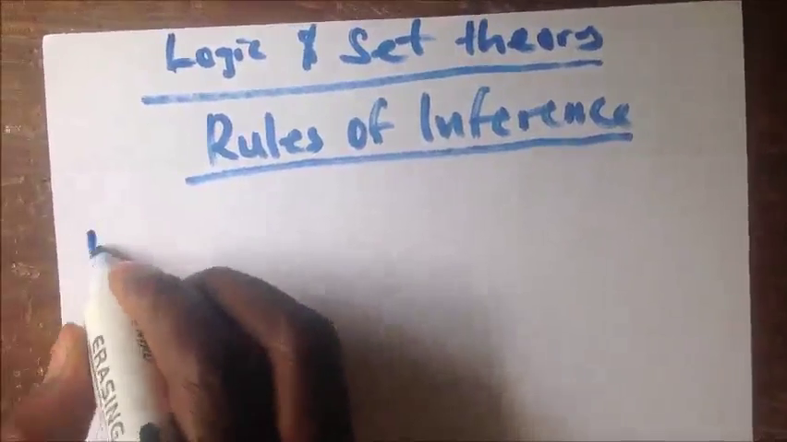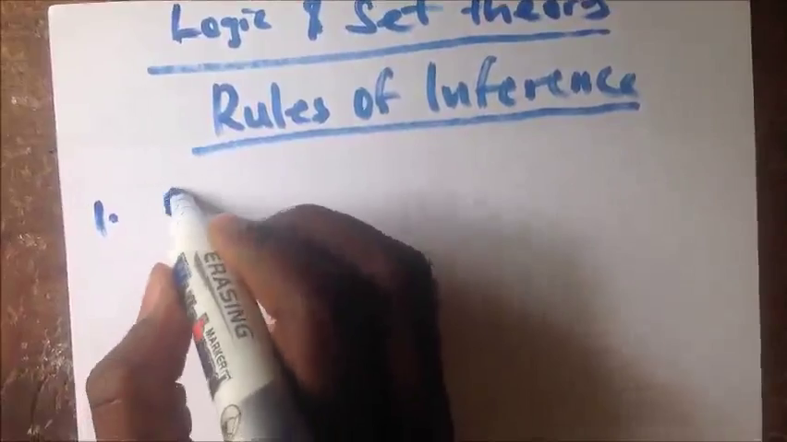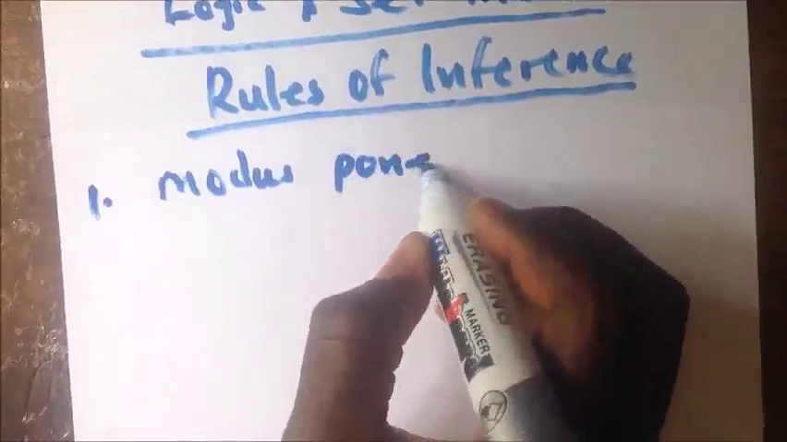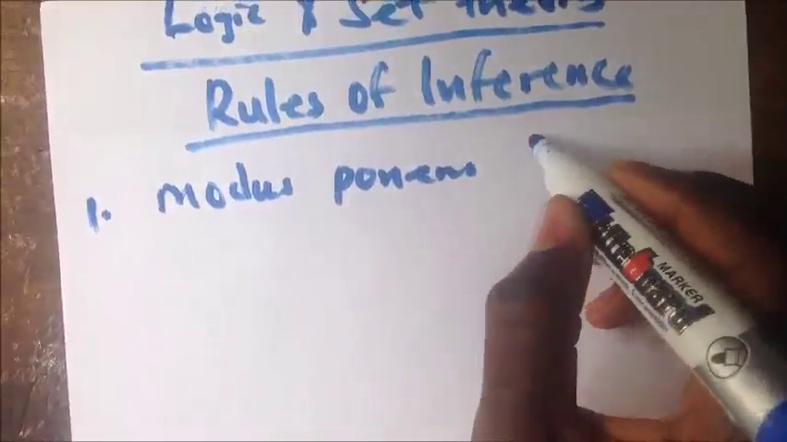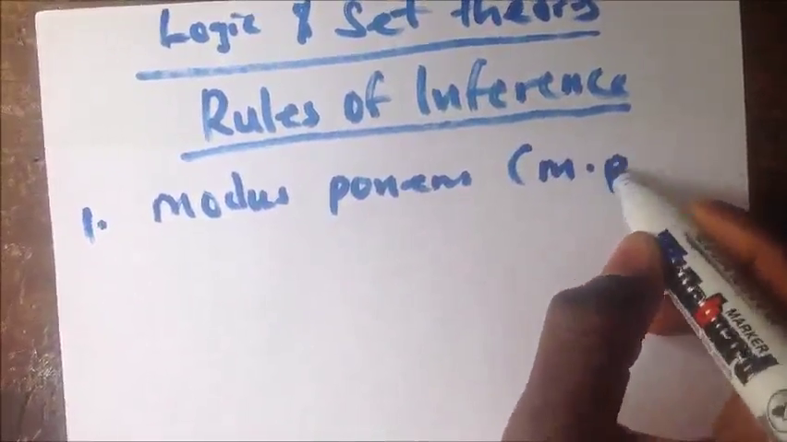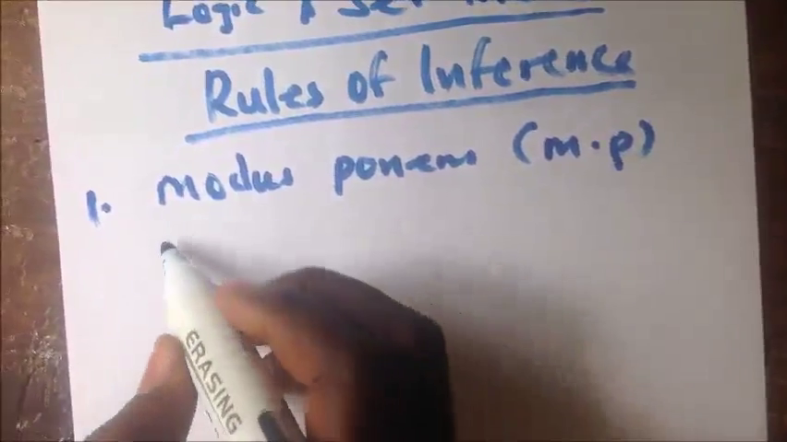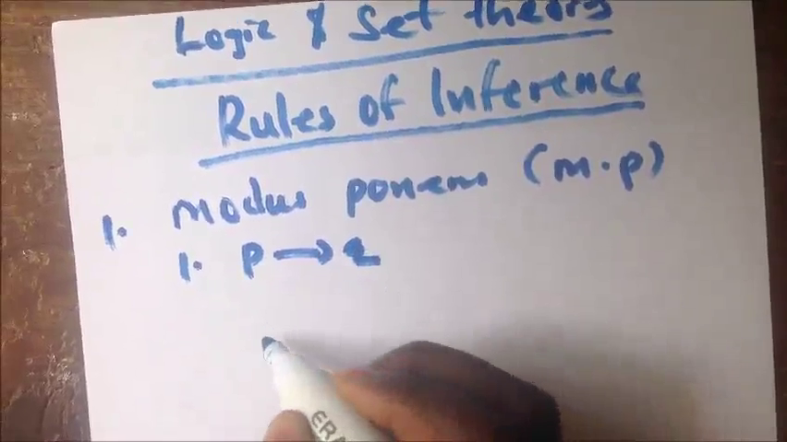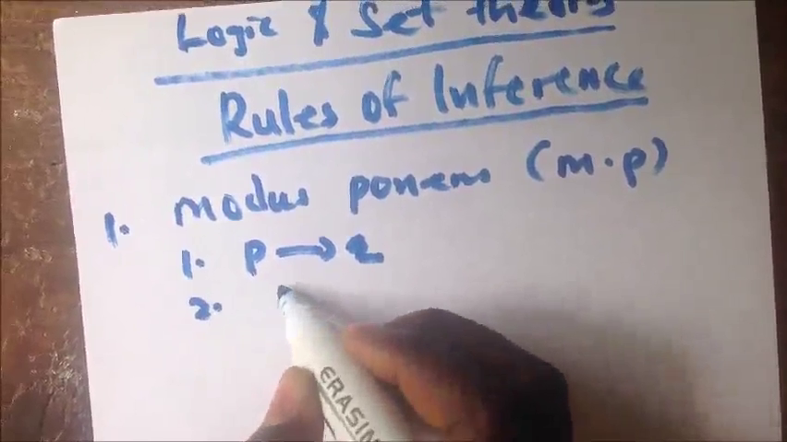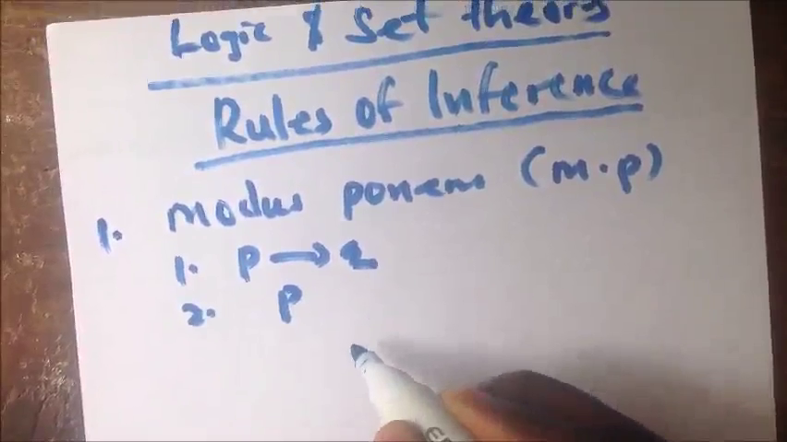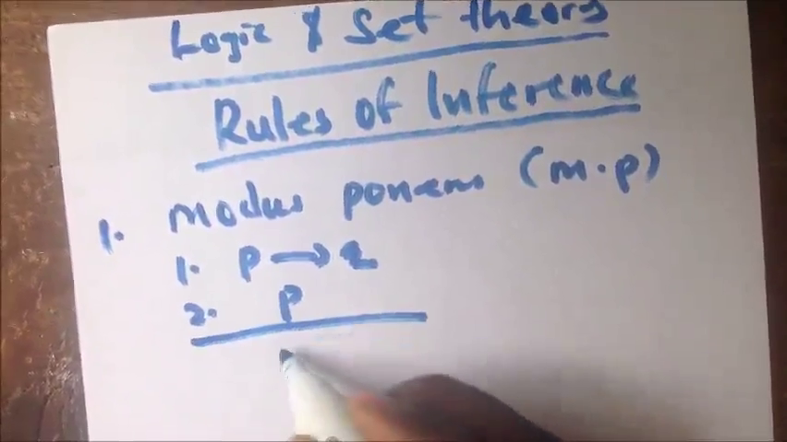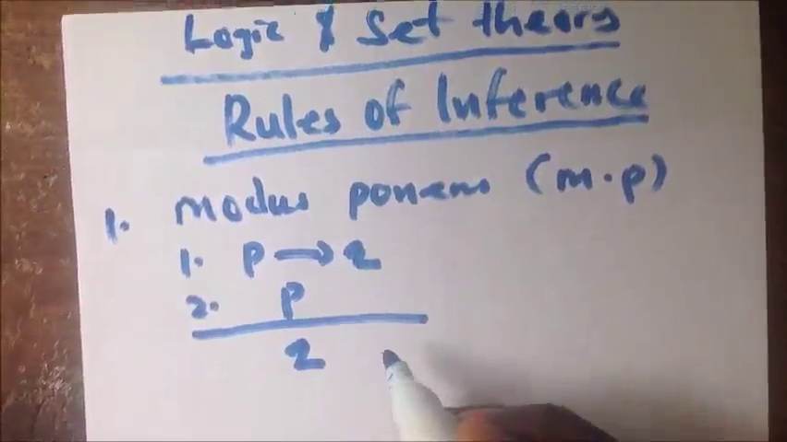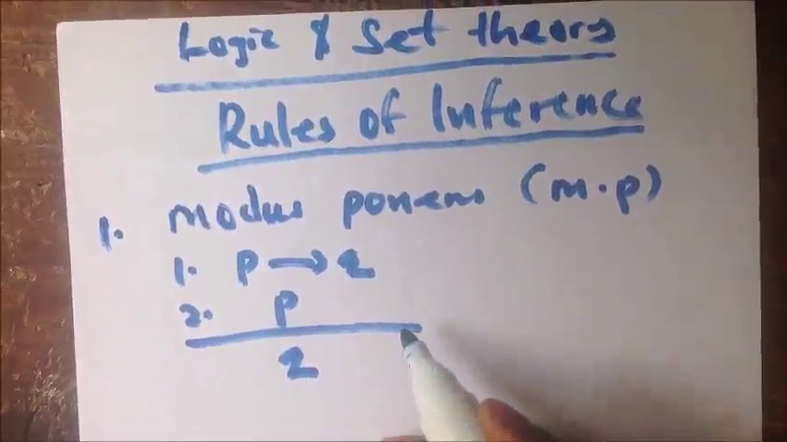The first one is what you call modus ponens, abbreviated as MP. This is saying that we have P implies Q is true, and another premise that says P is true. Therefore, Q is true. This is what modus ponens is saying.